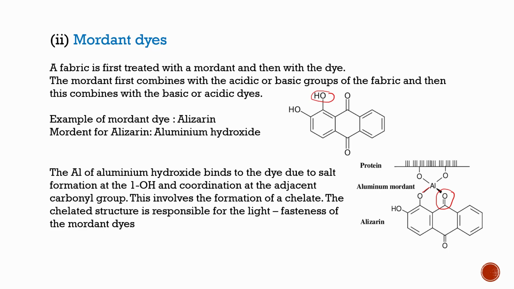This involves the formation of a chelate. Chelate is a complex which has a cyclic structure. So here a cyclic structure is formed. The chelate structure is responsible for light fastness of the mordant dye. And you can see aluminum is bound to alizarin on one side and it is bound to the protein or the tissue of the fabric on the other side. So it is holding the dye on the fabric. The mordant dyes are most suitable for wool and nylon.